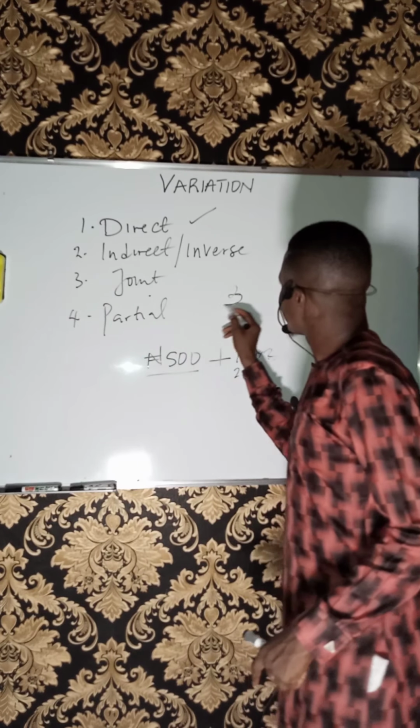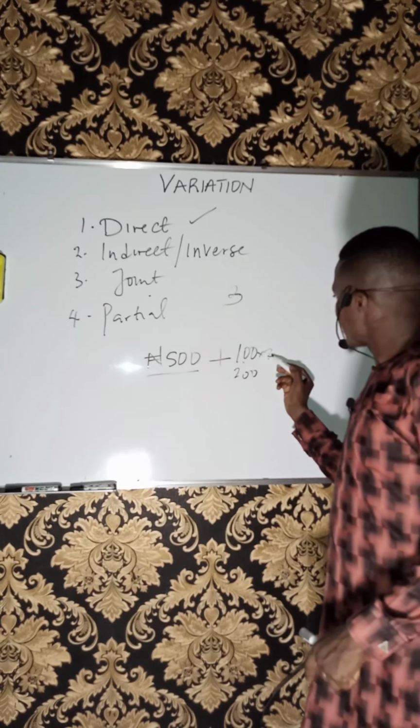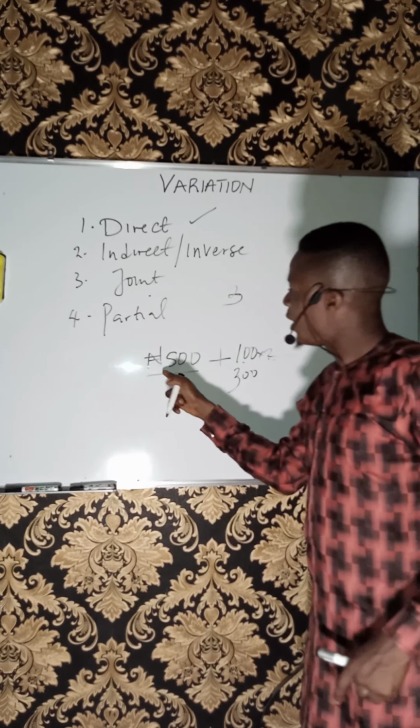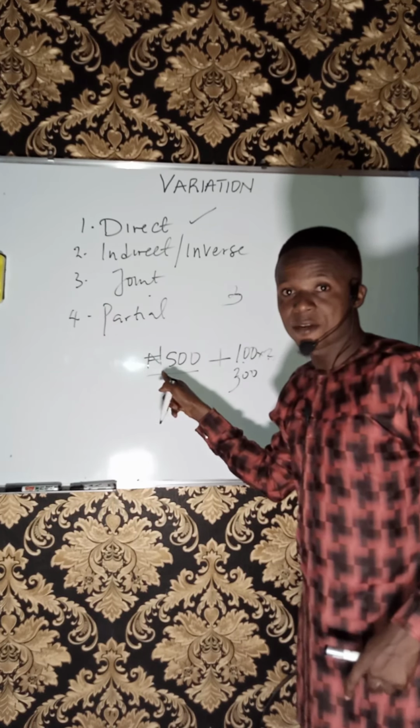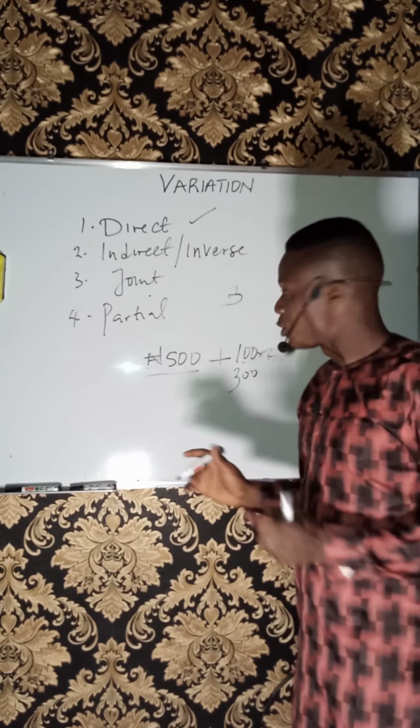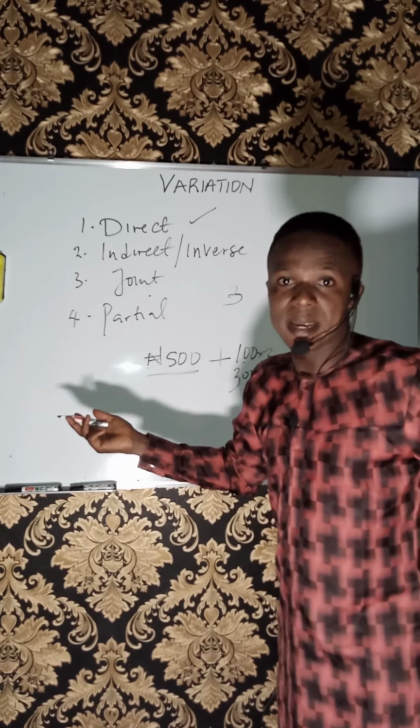If there are 3 designs in your clothes, I will say 100 times 3. It will give me 300. I'll add 300 to this 500. It gives me the total cost. So this fixed cost is what I charge in sewing my clothes.